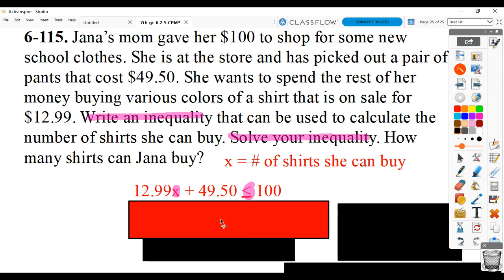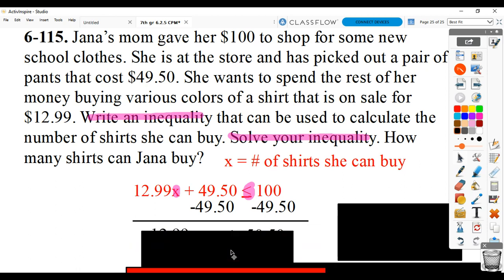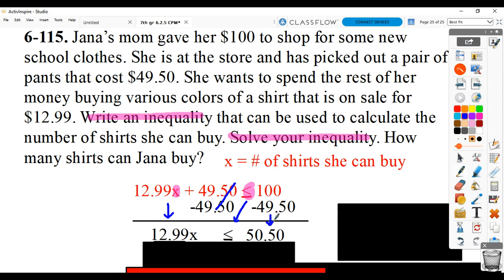Then we would solve it just like we would an equation. So we'd first subtract $49.50 from both sides. When we do that, the $12.99 times X is going to come down. This is 0, 0 out. The less than or equal to sign will come down. And $100 minus $49.50 will equal $50.50.